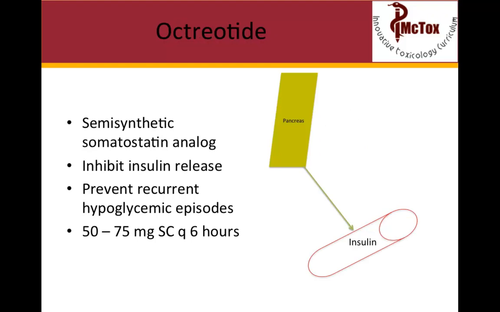Another possible antidote is octreotide, which is a semi-synthetic analog of somatostatin. Octreotide inhibits the release of insulin from beta cells in the pancreas. It's helpful in antidiabetic overdoses because it reduces the risk of recurrent hypoglycemia, specifically after sulfonylurea and meglitinide overdoses. Administration can be subcutaneously or IV at a dose of 50 to 75 milligrams every 6 hours.